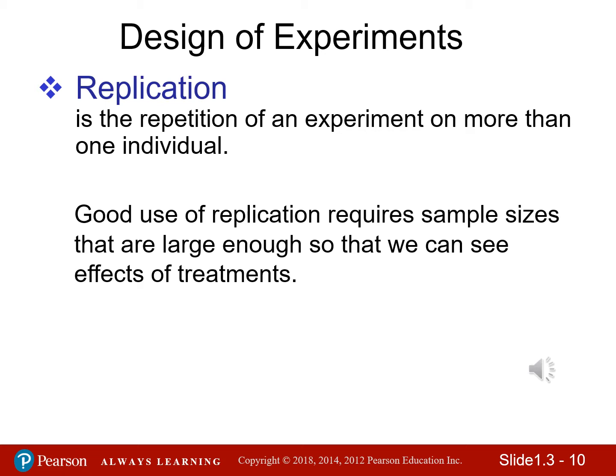In other words, in experimental design, replication is where each treatment is assigned to many participants, or the entire experiment is repeated on large groups of subjects. Good use of replication requires sample sizes that are large enough so that we can see the effects of the treatment.